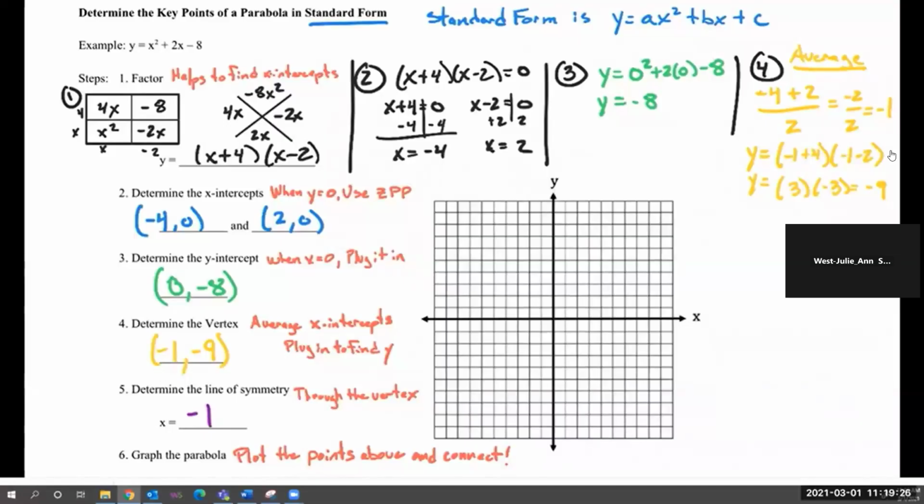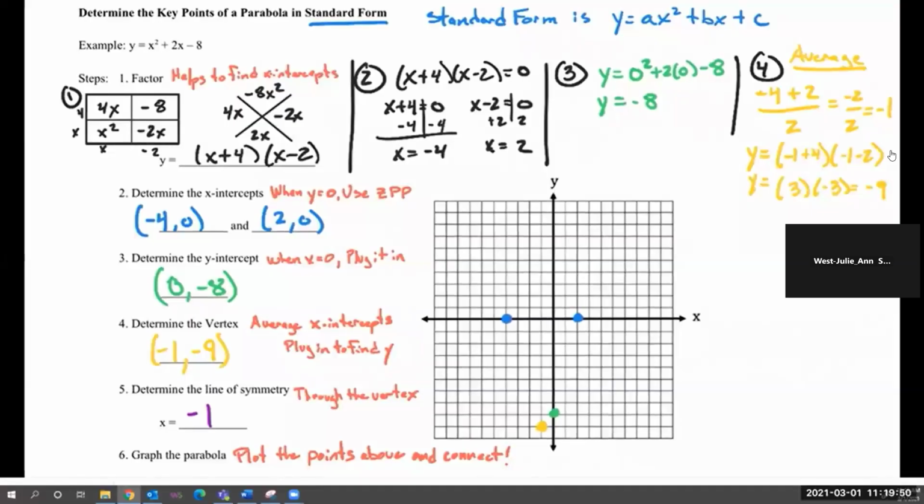And now we plot all these points. So let's start with the vertex actually. If I start at the vertex, that's at (-1, -9), and I put a point down here. And then we also have the y-intercept, which is at (0, -8). We have our x-intercepts, which are at (2, 0) and at (-4, 0). So those are those 4 important points.